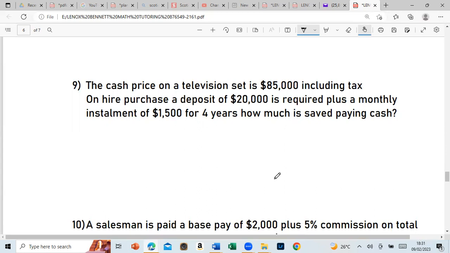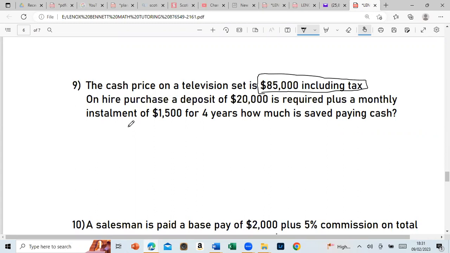Well, I did deposit plus total monthly installments and then subtracted it from the cash price. I was a bit confused with the tax at first, but because it said that is the final cost and they did not give a VAT value, I just considered 85,000 as the cash price. Yeah, because it's including tax. So guys, you have to look out for this. If they say excluding, then they'll give you the rate.